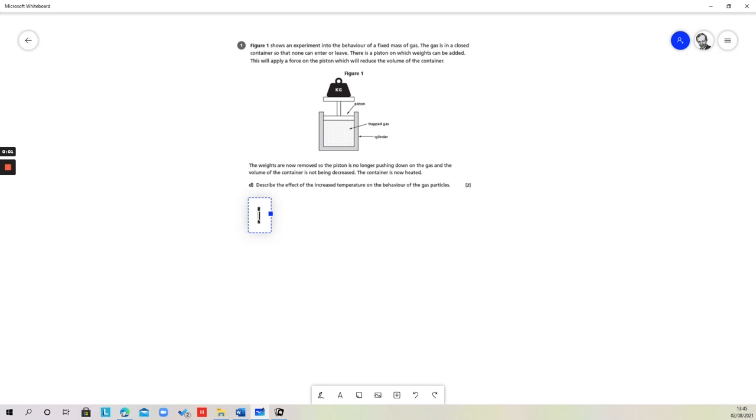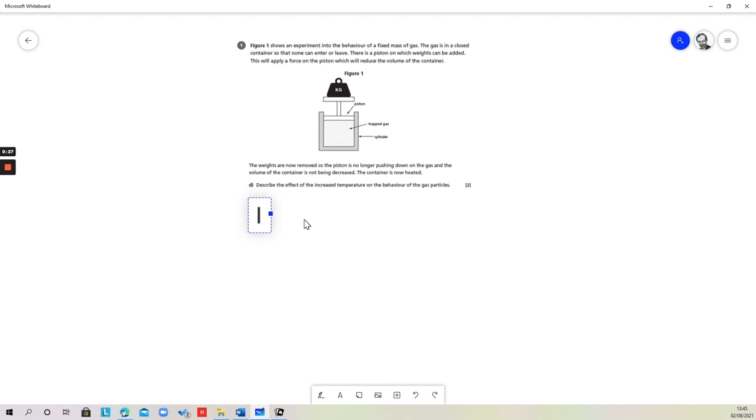This question here, we have been given a diagram, and the diagram shows that there is a fixed mass of gas that is trapped inside a cylinder, and at the top of the cylinder there's a piston which can move up and down. In the earlier part of the question we're told that there was a weight that had been added on the piston, which would then apply a downwards force.